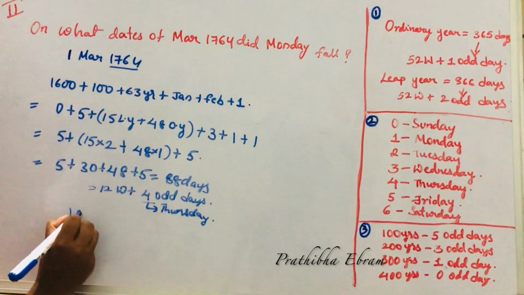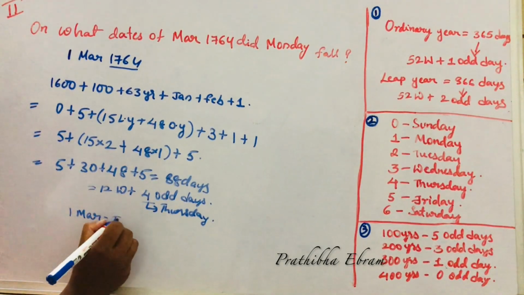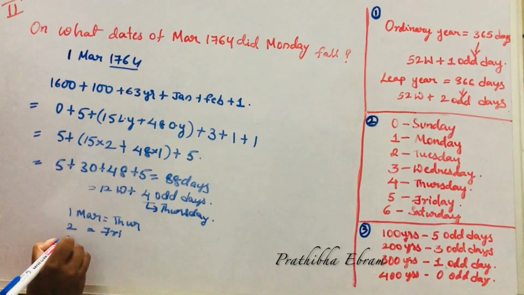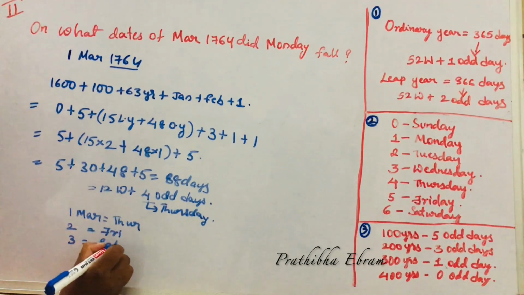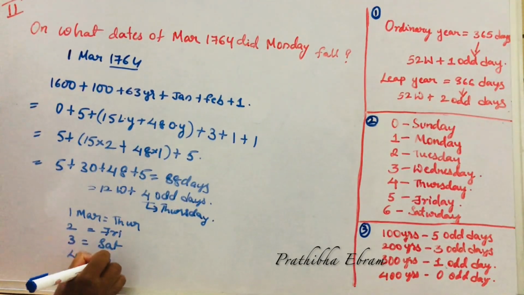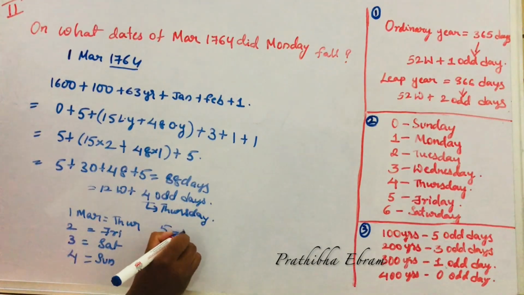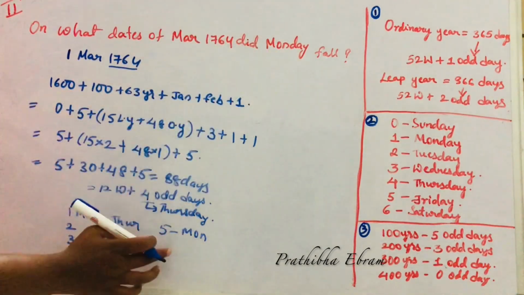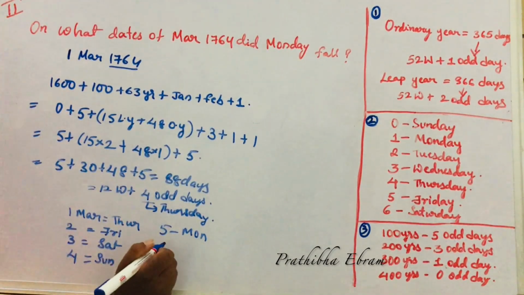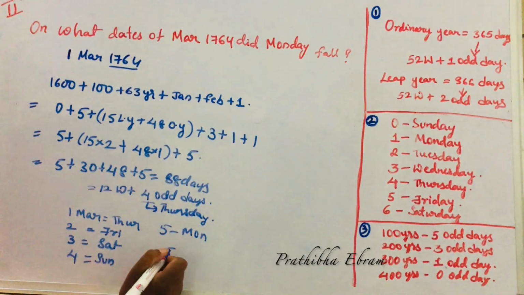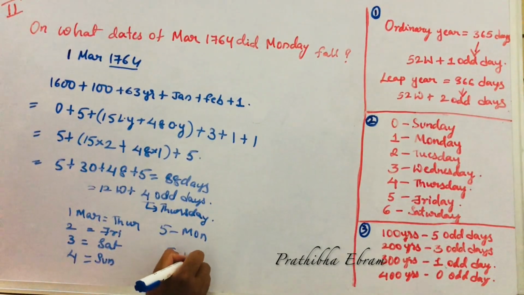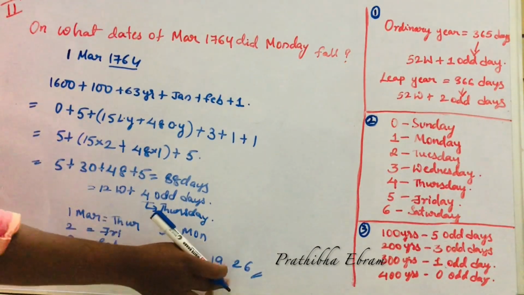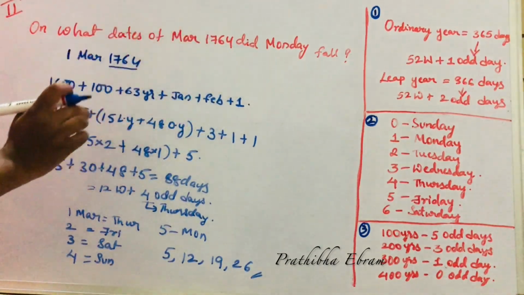Therefore 1st March is Thursday, 2nd is Friday, 3rd is Saturday, 4th is Sunday, and 5th is Monday. Therefore in March 1764 the first Monday was on 5th. Now if you add 7 to this, you will get 5 plus 7, 12, plus 7, 19, plus 7, 26. So these are the days that come under Monday in March 1764.